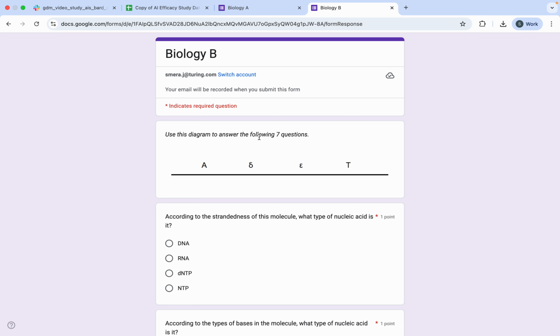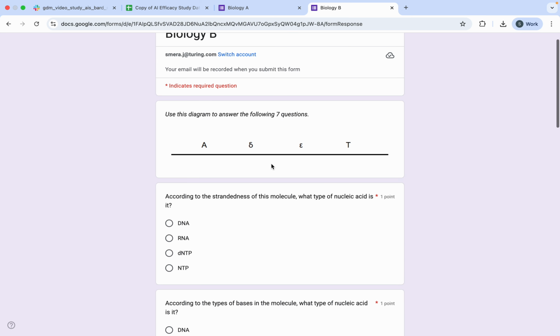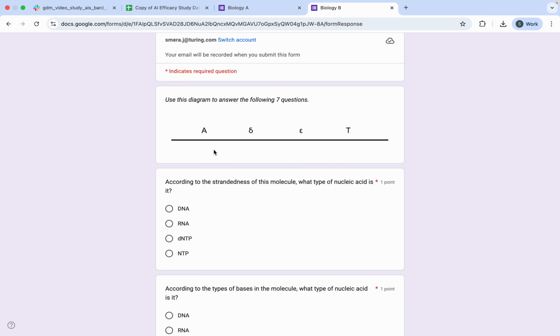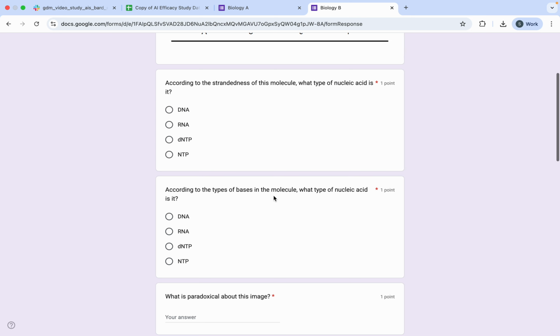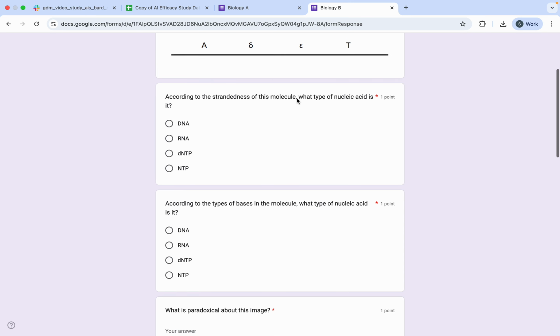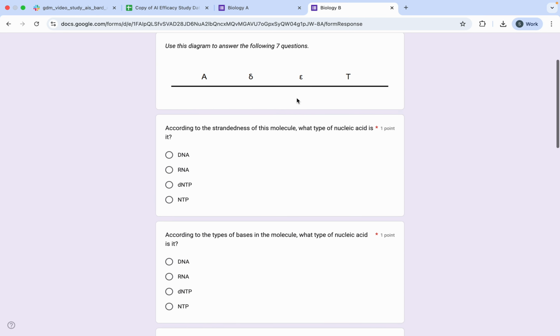Use this diagram to answer the following 7 questions. Okay, we can see a diagram here, so we can answer the next 7 questions. According to the strandedness of this molecule, what type of nucleic acid is it? DNA, RNA, dNTP, and NTP. We'll go for dNTP.